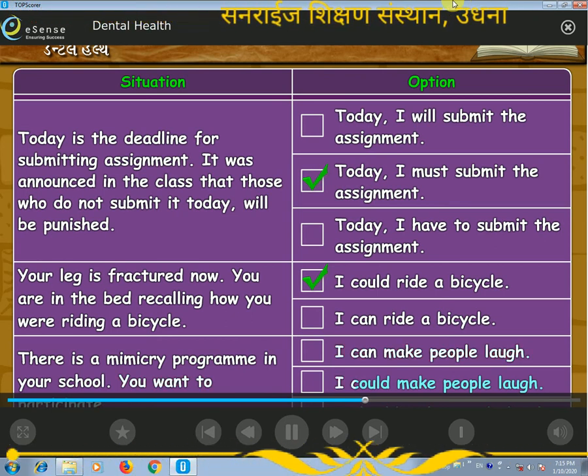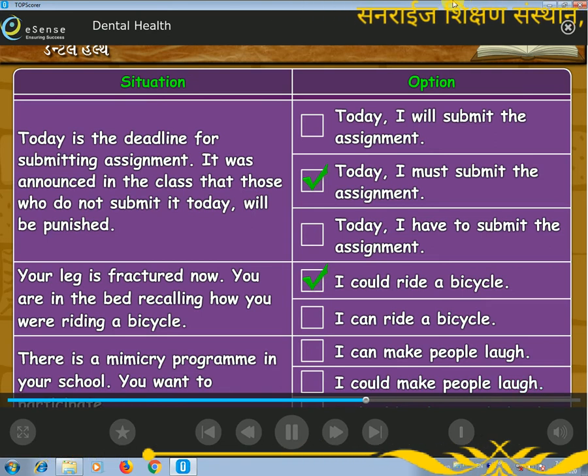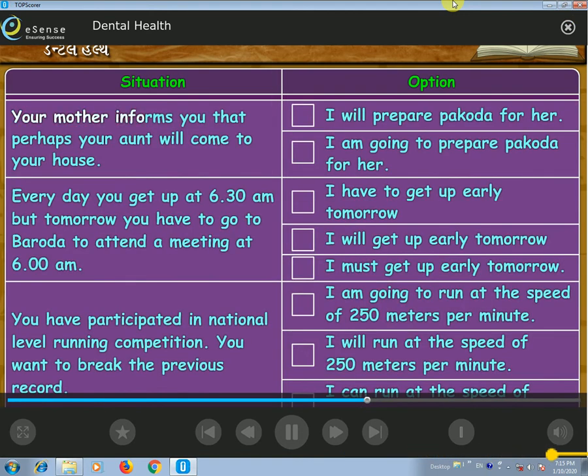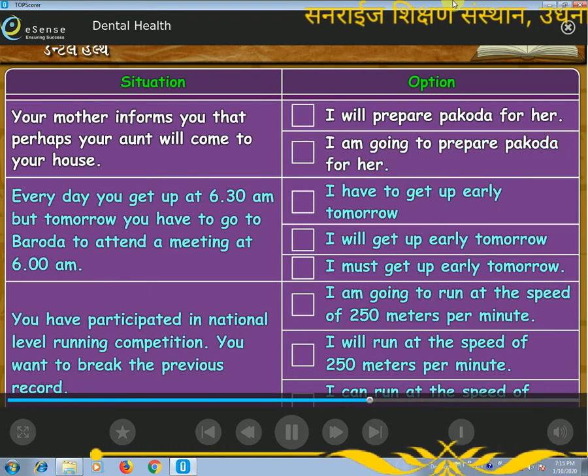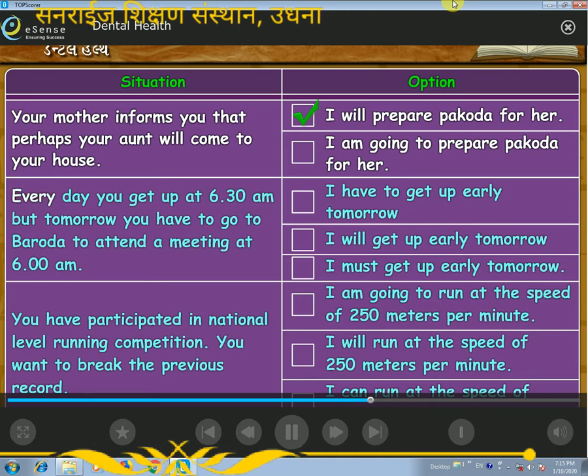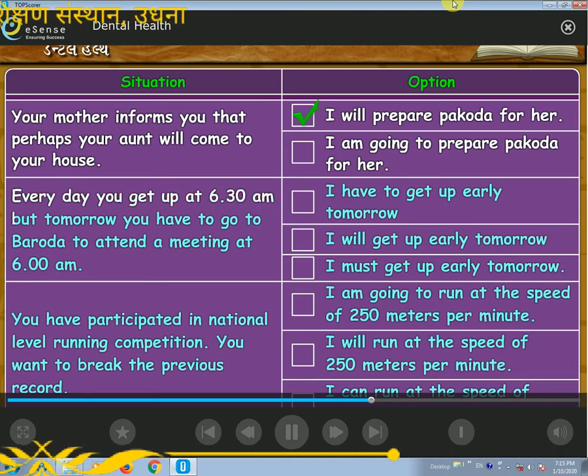Your mother informs you that perhaps your aunt will come to your house. I will prepare pakoda for her. I am going to prepare pakoda for her. I will prepare pakoda for her. Every day you get up at 6:30 a.m. But tomorrow you have to go to Baroda to attend a meeting at 6 a.m. I have to get up early tomorrow. I will get up early tomorrow. I must get up early tomorrow. I have to get up early tomorrow.